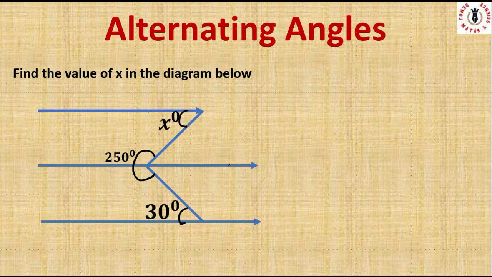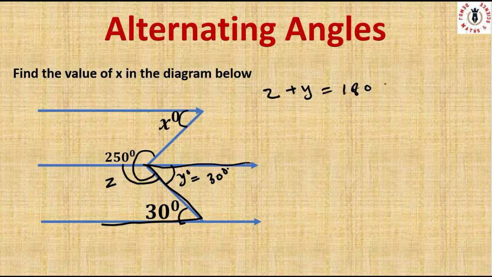Now, we have a rule that says alternating angles are equal. If I pick this way, I'll pick this, and I'll pick this. Now, this angle 30 degrees, with the angle here, I'll call this angle y, will also be equal to what? 30 degrees. Now, let's call this angle from here Z. For this angle Z, you know that Z plus y will be equal to 180 degrees.